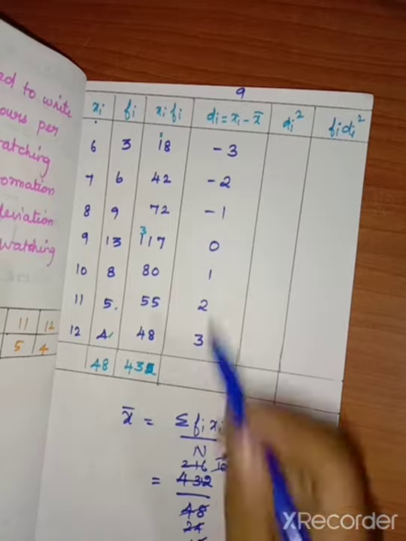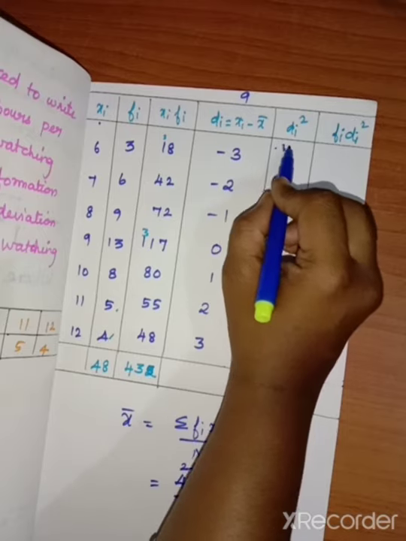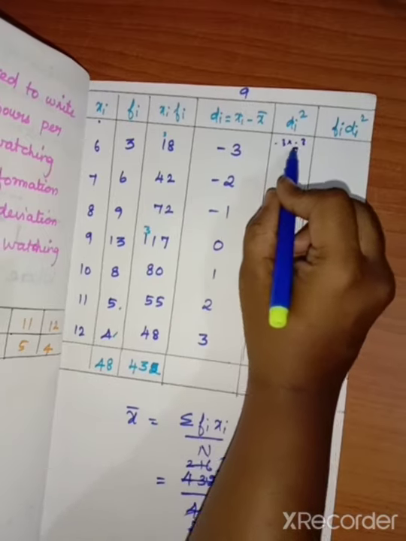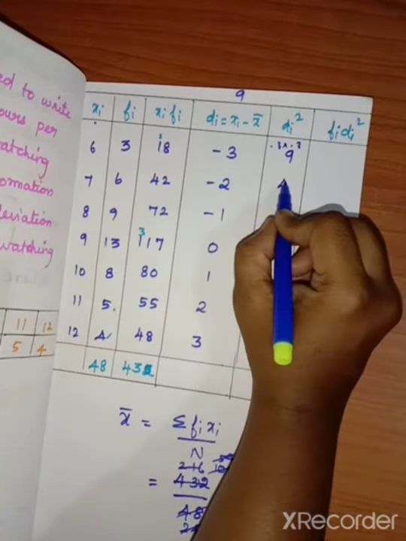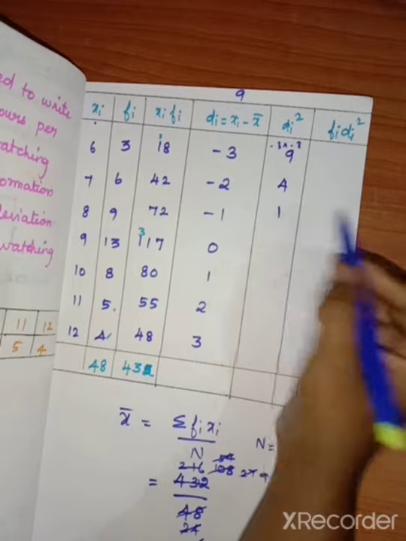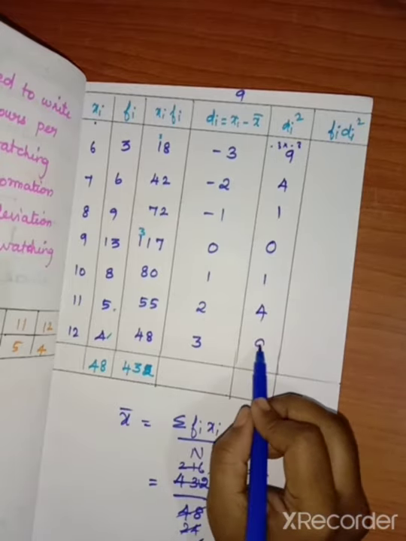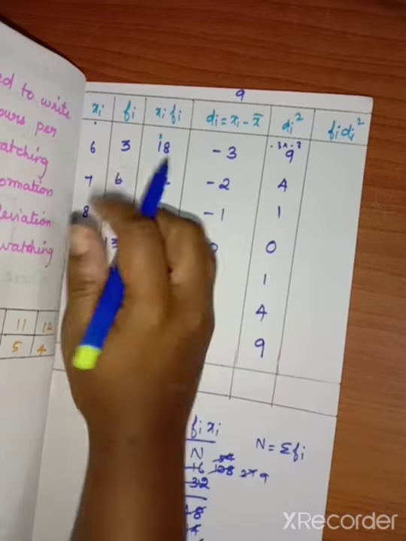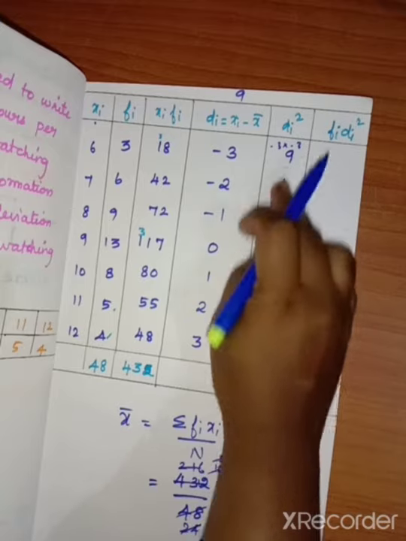So di squared means we want to multiply this one 2 times, that means minus 3 into minus 3, minus into minus plus, 3 3s are 9. Likewise here minus 2 into minus 2 plus 4, minus 1 into 1, 1, 0, 1, 4, 9. Then we want to multiply with the fi. Here we have the fi is the second one. Then multiply with the di squared.